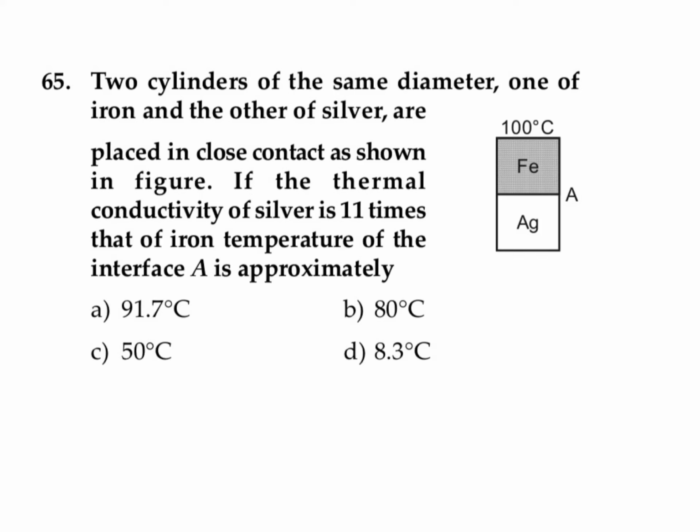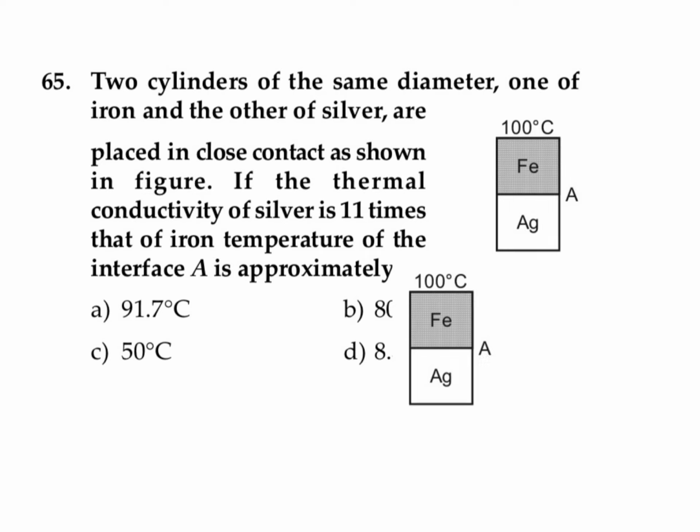In this question, it is given that two cylinders of the same diameter, one of iron and the other of silver, are placed in contact as shown in the figure. If the thermal conductivity of silver is 11 times that of iron, the temperature of interface A is approximately.